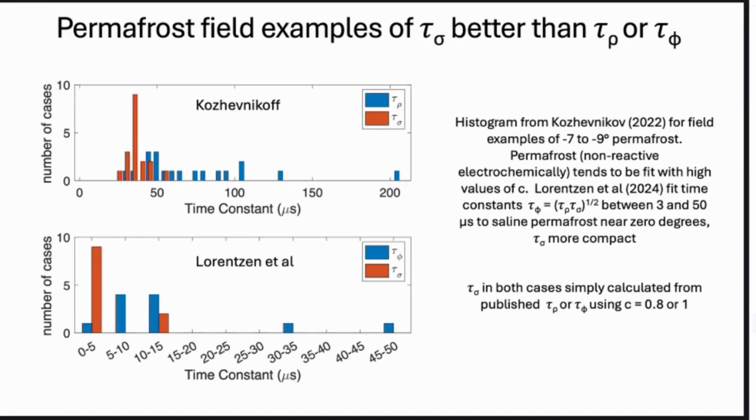So I'll come to a field example of this. These are measured time constants of permafrost in the Arctic. So blue was predicting, is the measured sort of tau rho that was calculated originally. If we transfer that from modeling to tau sigma, then instead of time constants up to 200 microseconds, we get a much tighter time constant of around sort of 30 microseconds.